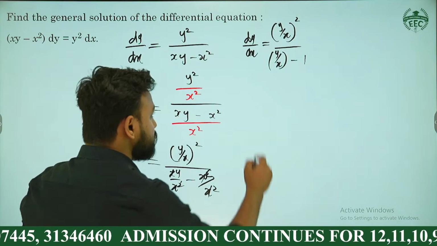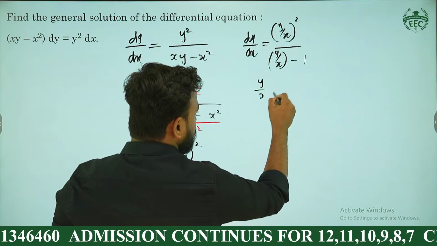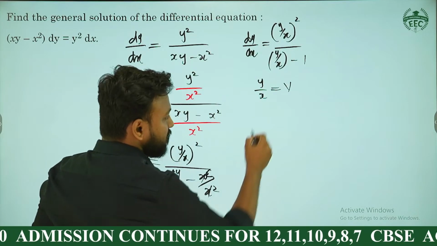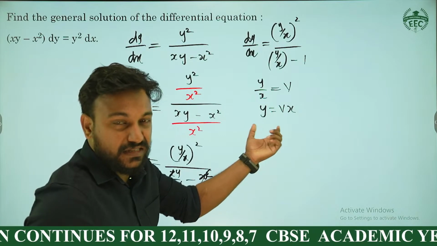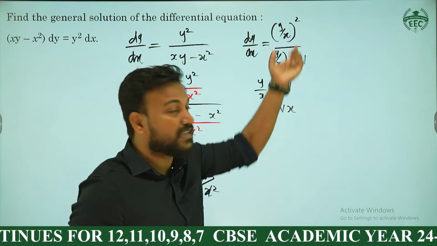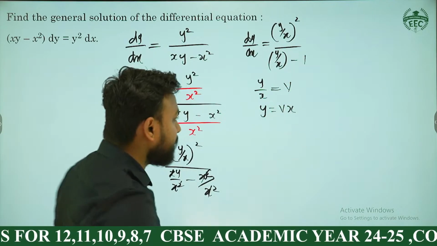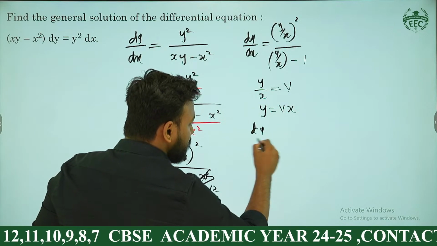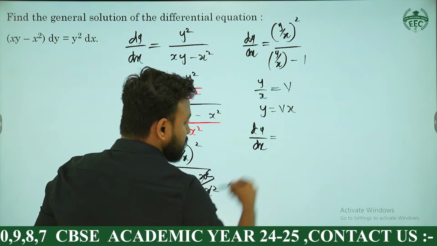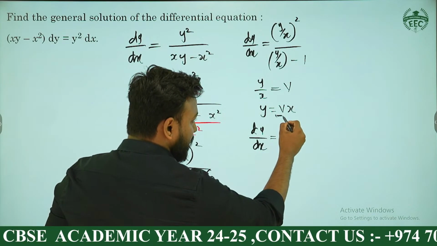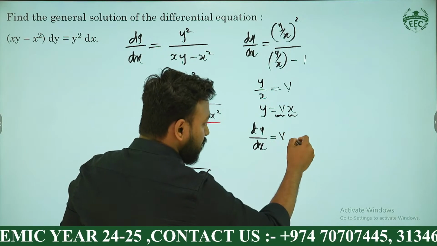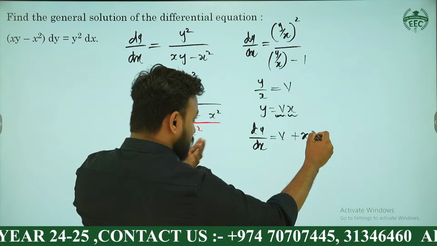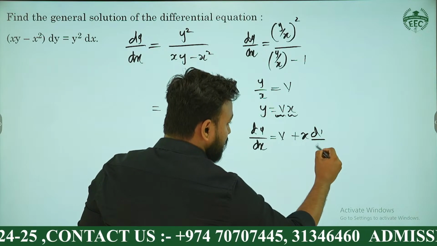Then I'm going to put this y by x as v. Then y is equal to vx. I'm going to substitute y by x as v. The substitution is going to be done here. So dy by dx is equal to, I'm going to apply the product rule here. First function into derivative of x, that is 1, plus second function x into derivative of v, that is dv by dx.